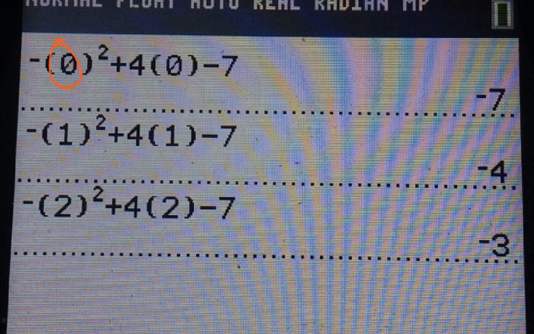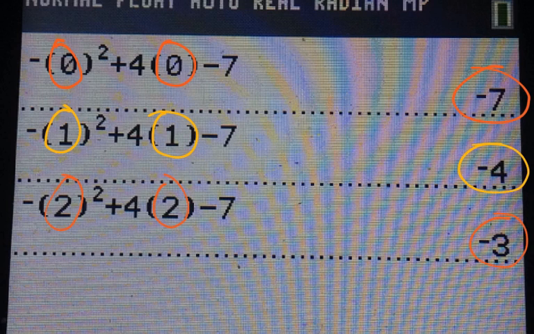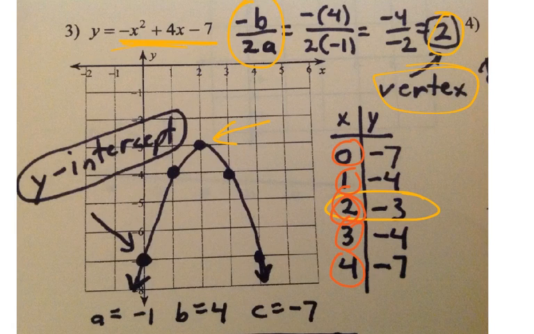Notice I plugged in the 0, got negative 7, plugged in the 1, got negative 4, plugged in the 2, and got negative 3. And then if you look at my table, that's where these values here came in. And of course, then I use symmetry, right? Negative 4s match there, negative 7s match there. And I proceed to do my graph.